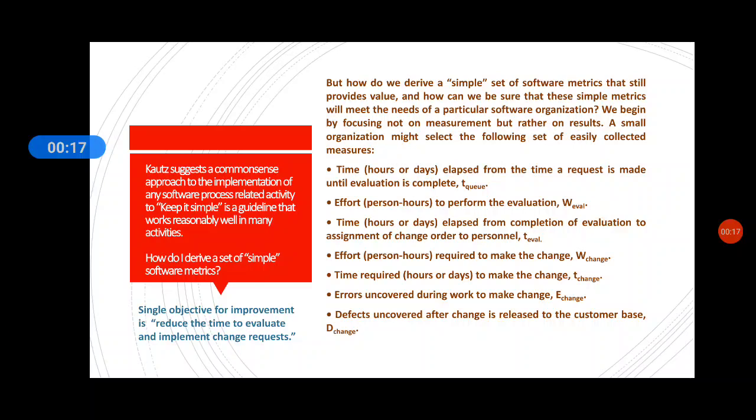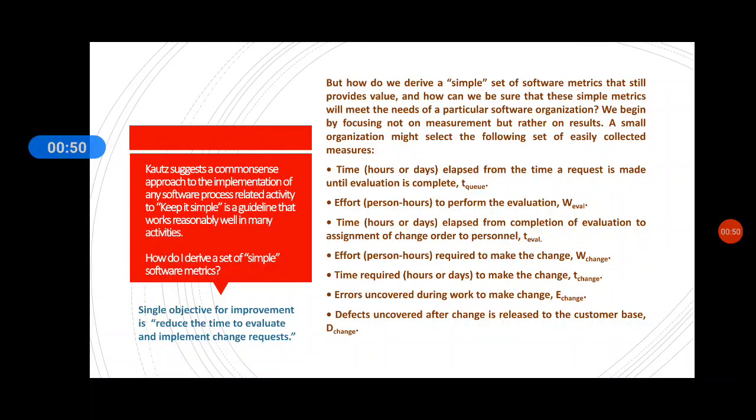Let us take the suggestion of Coad, who made a common sense approach to the implementation of any software process related activity, that is, to keep it simple. This is a guideline that works reasonably well in many activities. But how do I derive a set of simple software metrics?